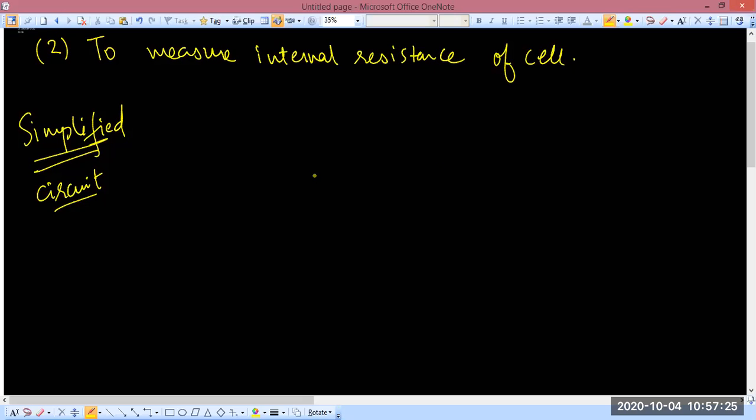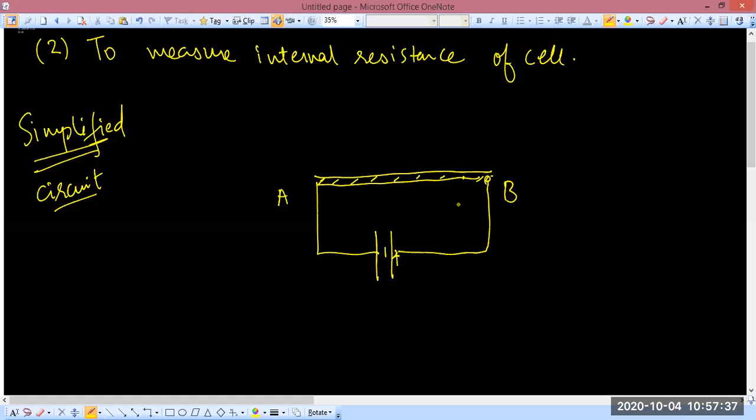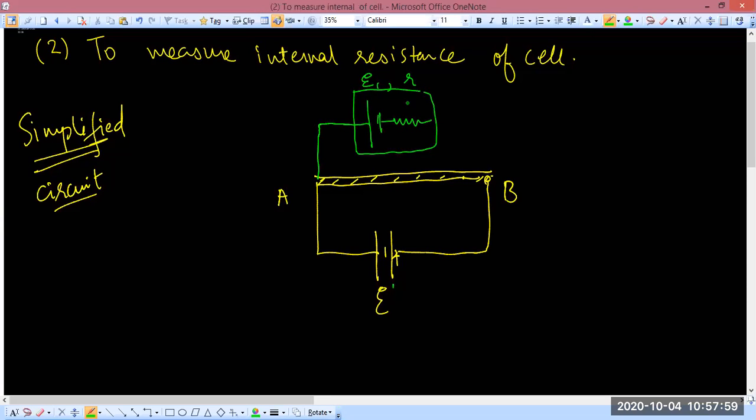So in this, draw the potentiometer wire, primary cell, etc. Point A, point B. Clear? This is all that will come in it, right? Let's say this has epsilon EMF. Then here in the secondary you connect a battery or cell with EMF epsilon 1 and internal resistance R. So let's call this epsilon dash and this just epsilon. So epsilon and R. Clear? Alright?